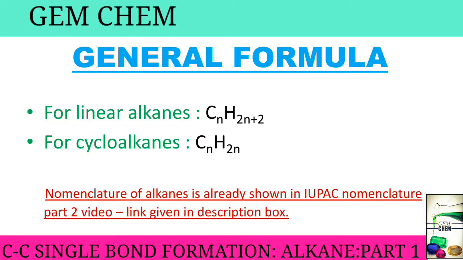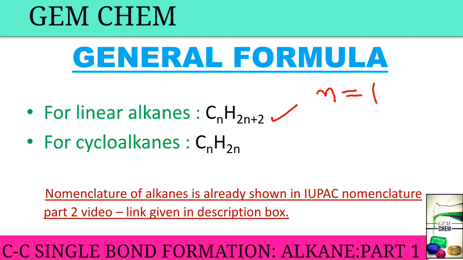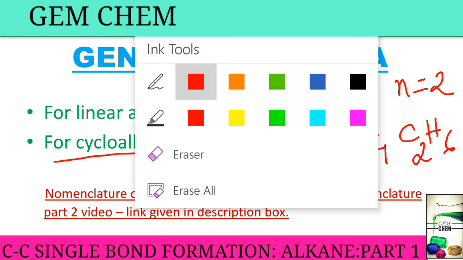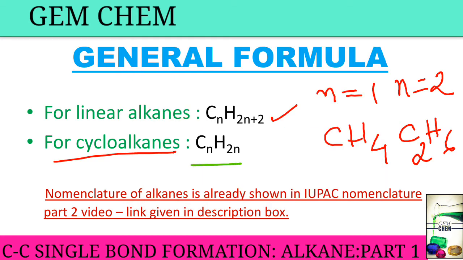Now what is the general formula for an alkane, which is linear in shape? CnH2n+2. So suppose if we take n equal to 1, then we get CH4, that is methane. If n equal to 2, we get C2H6, which is ethane. And for cycloalkanes, the formula is CnH2n, so 2 hydrogens short.